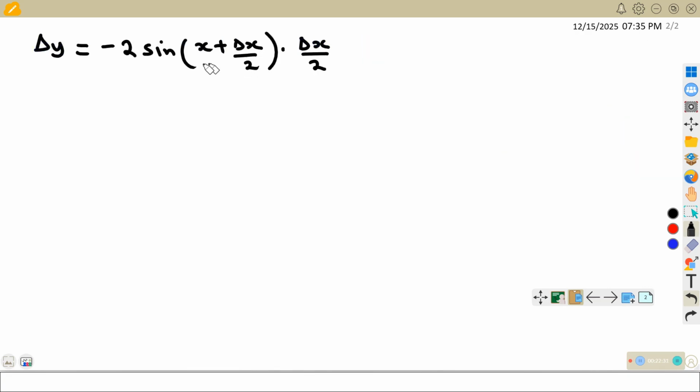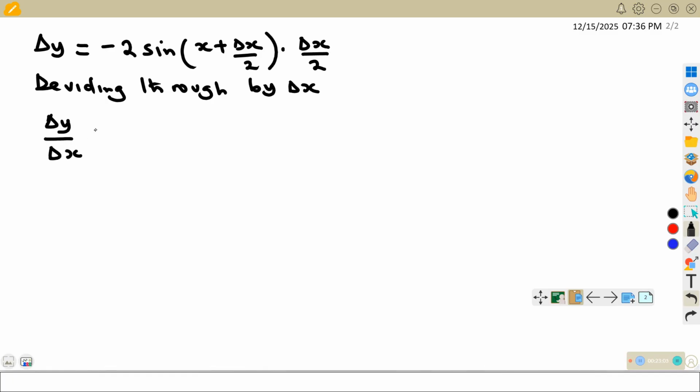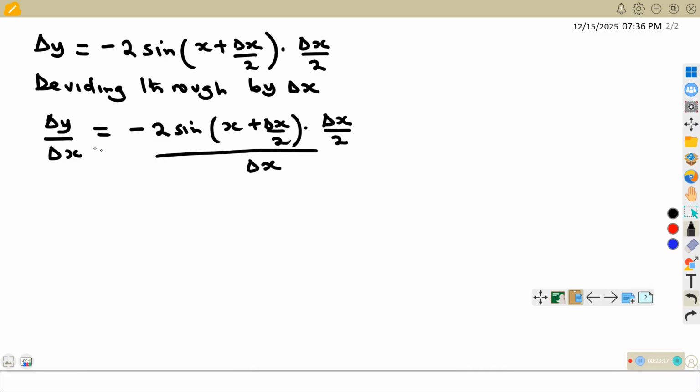So what we shall do here is, from this given step, let us introduce delta x. We want to divide through. So the next step is dividing through by delta x, because I need to create dy dx. When you divide through by delta x, this expression here, on both sides, this will be delta y divided by delta x, which is equal to minus 2 sine of x plus delta x divided by 2 times delta x divided by 2. But we are dividing this side also by delta x. What you do this side, do it the same on the other side.